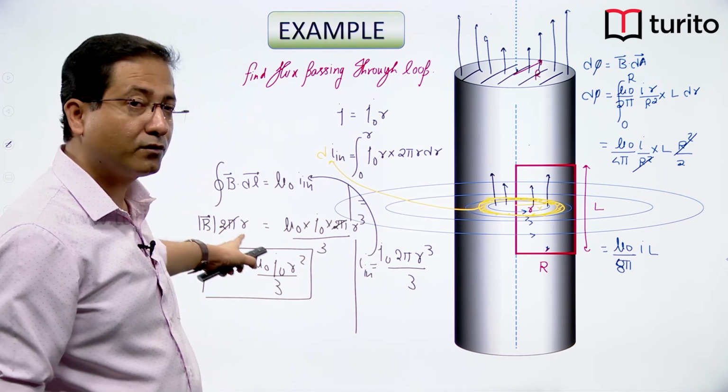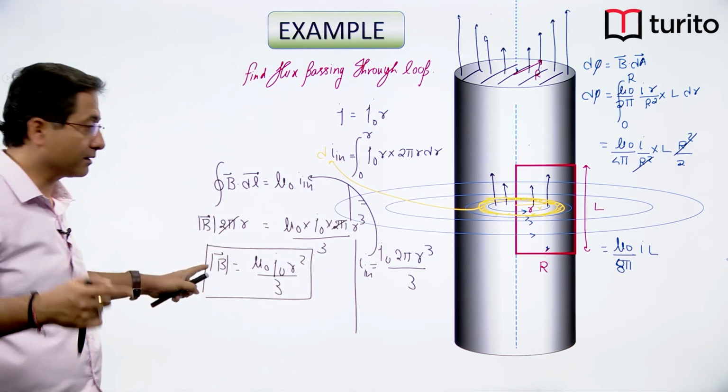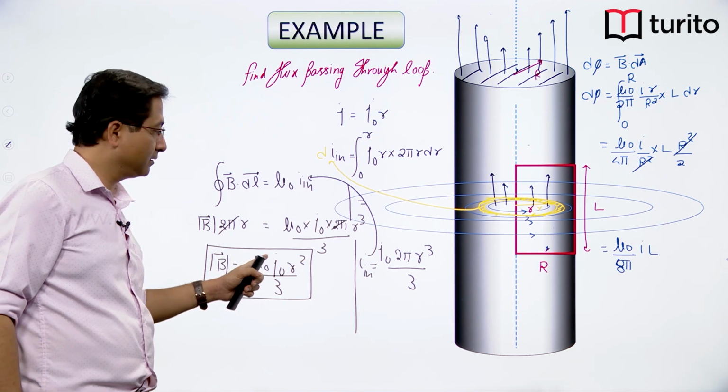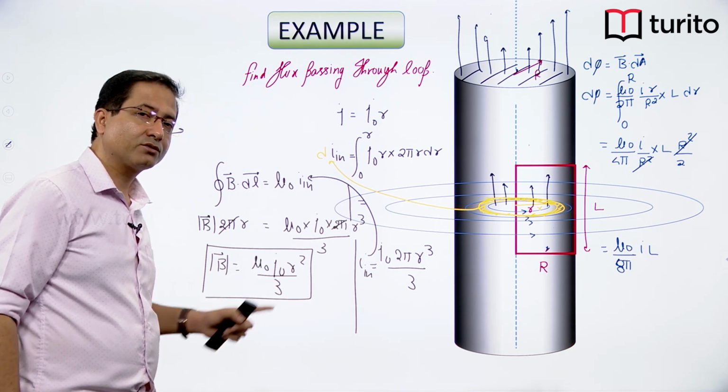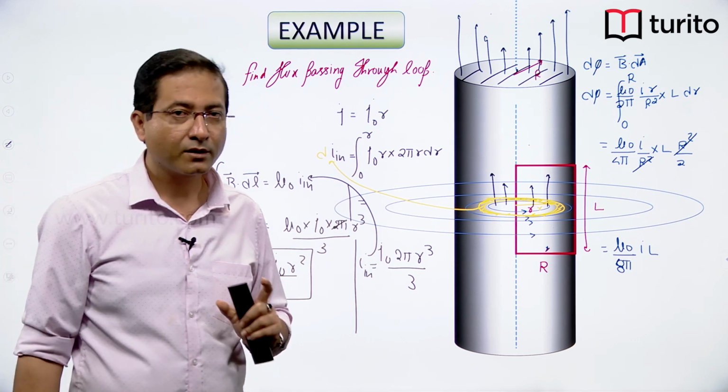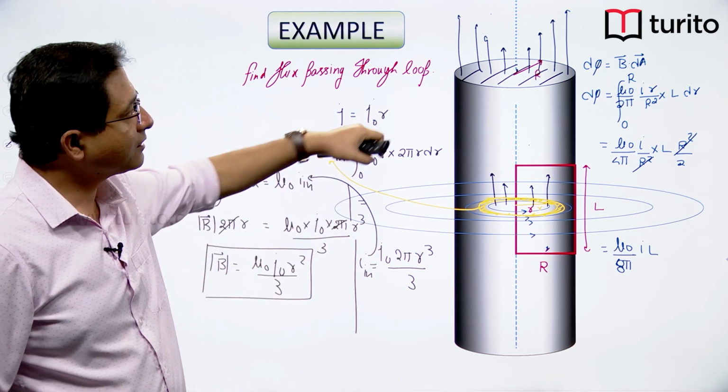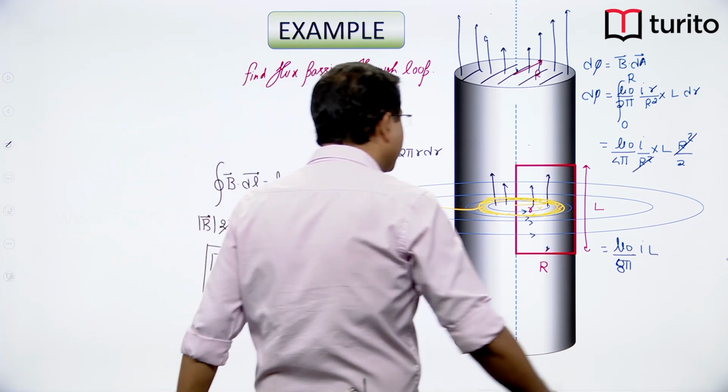So, instead of field being proportional to r, like what we got in previous situation, here we are getting it proportional to r square. Okay. If it is proportional to r square, here the expression will be different now.